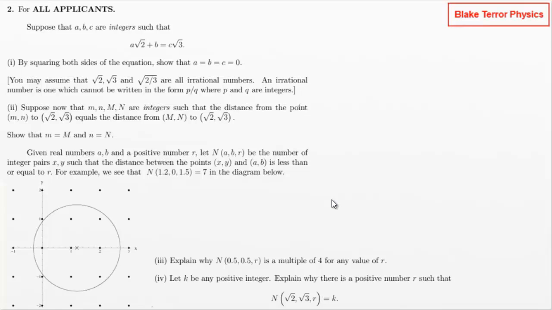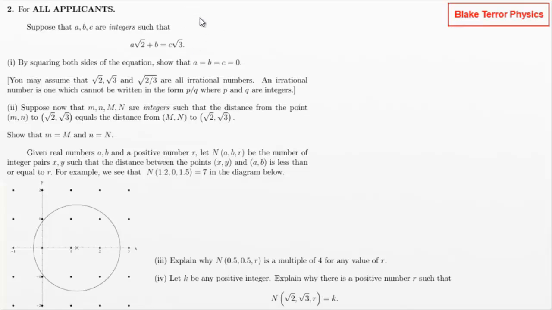Hello, this is question 2 of the 2010 MAT. So this is for all applicants. Suppose that A, B, C are integers, such that that equation holds. By squaring both sides of the equation, show that A equals B equals C equals 0. And we assume that root 2, root 3 and square root 2/3 are all irrational. A rational number is one which can be written in the form P over Q, where P and Q are integers.